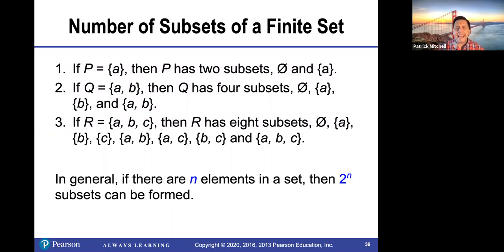In general, if there are n elements in a set, then there are 2 to the power n subsets of that set. So if my set had 4 elements, A, B, C, D, it would have 16 subsets. Okay.